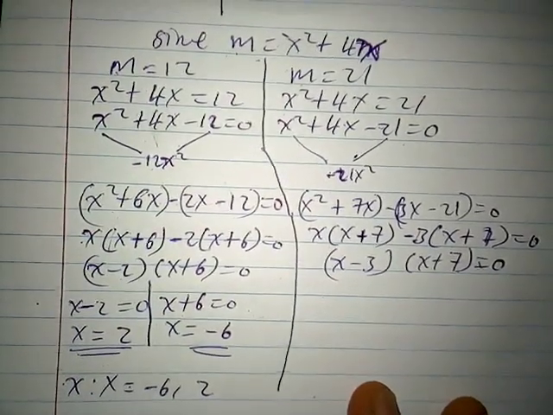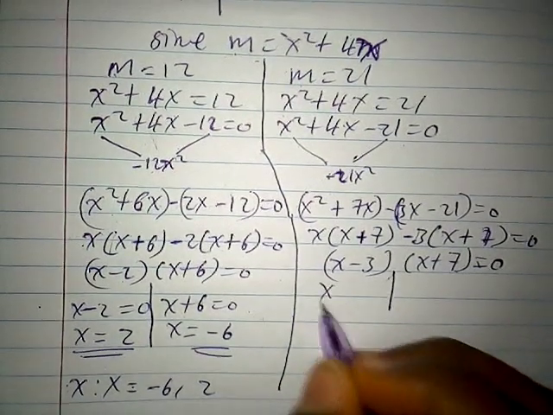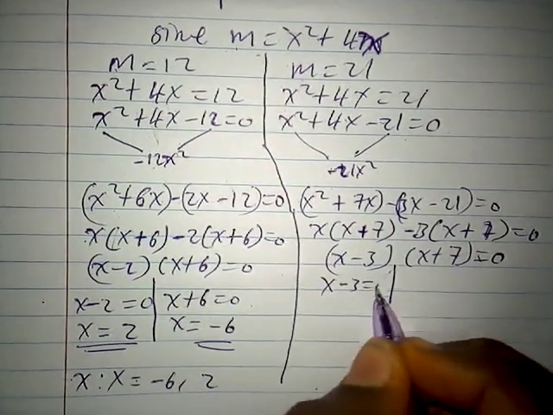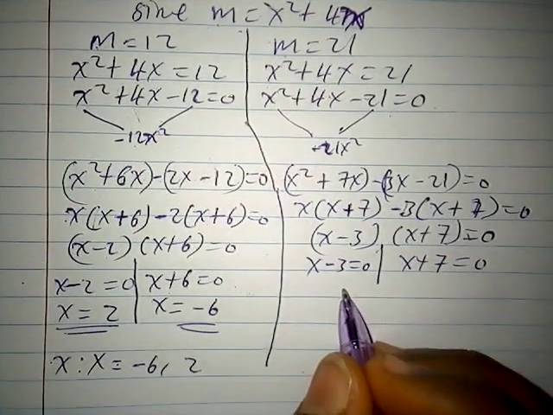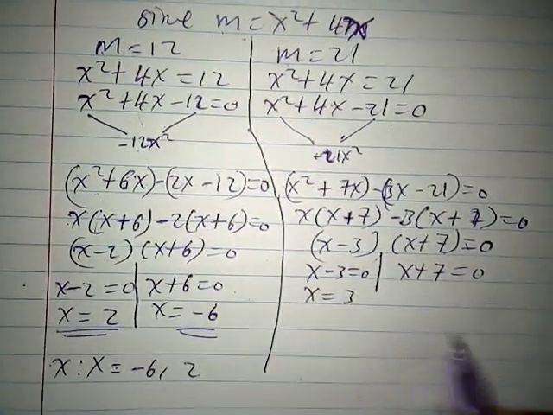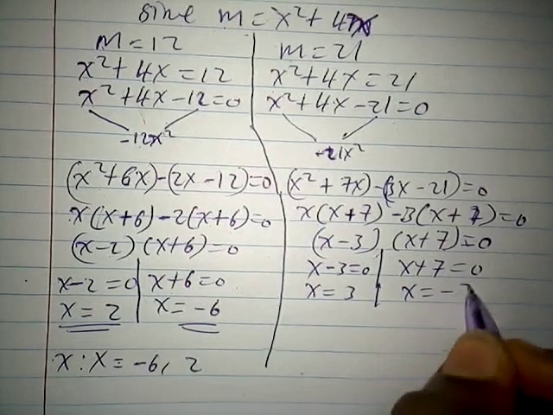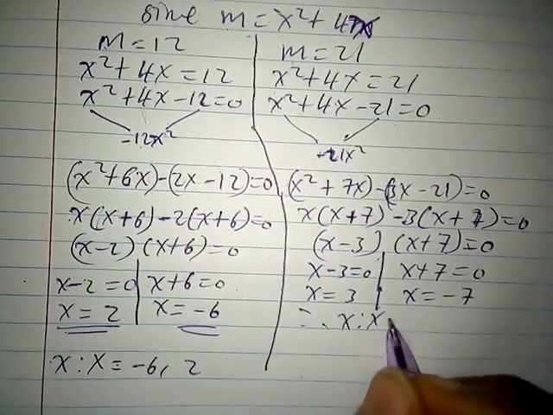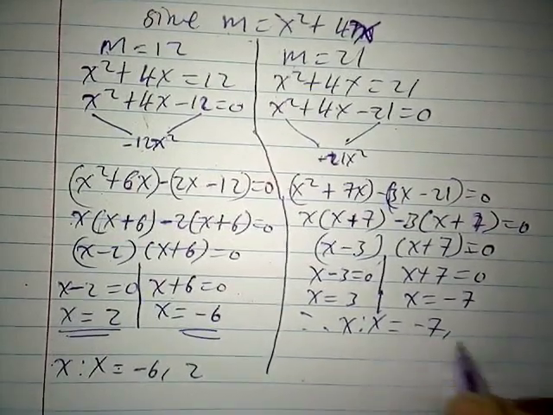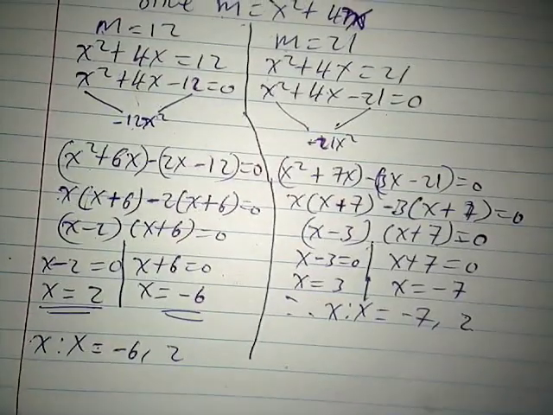What's next? So, find the value of x. X minus 3 is equals to 0. X plus 7 equals to 0. Right? So, we say x equals to 3. X equals to minus 7. So, therefore, the values of x for this second quadratic equation are minus 7 and 3.